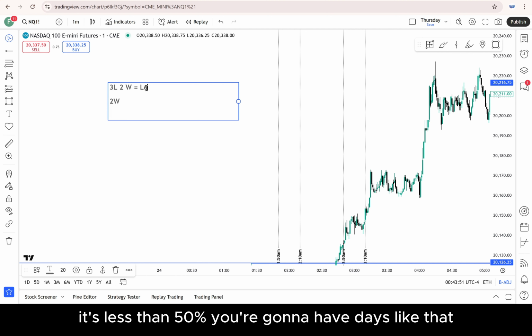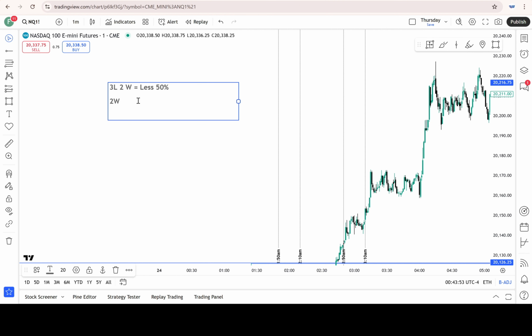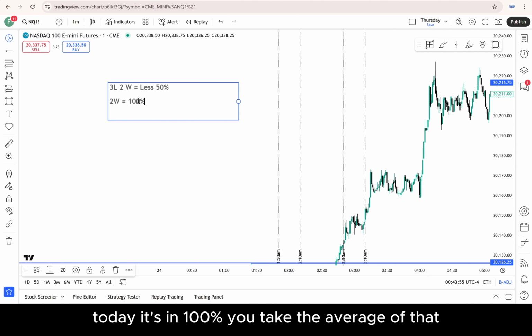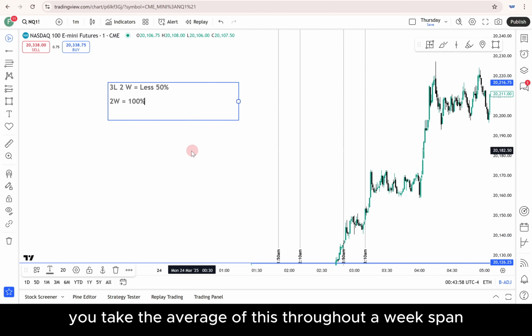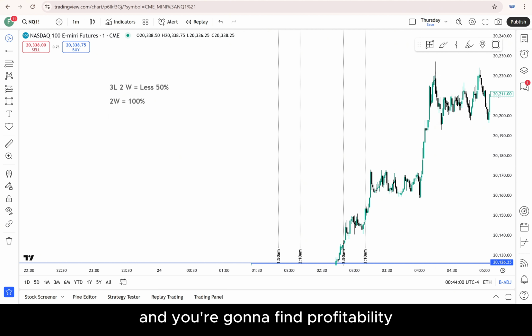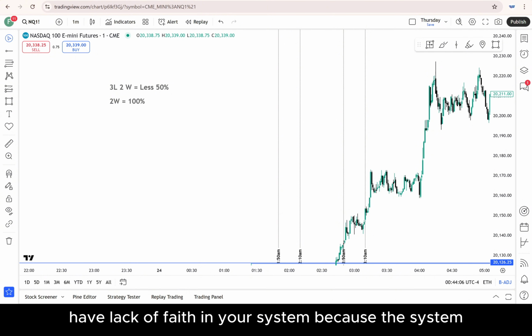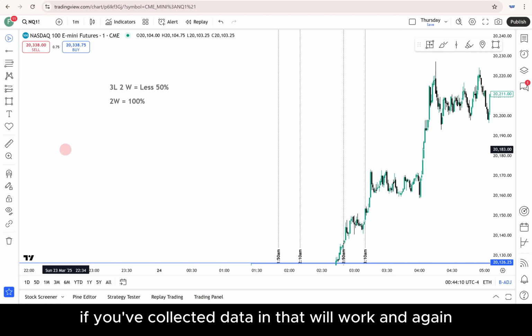It's less than 50%. You're going to have days like that. Today, it's at 100%. You take the average of that. You take the average of this throughout a week span, and you're going to find profitability. Do not let this cause you to be nervous. Do not let this cause you to be unsatisfied or have lack of faith in your system, because the system, if you've collected data on that, will work.